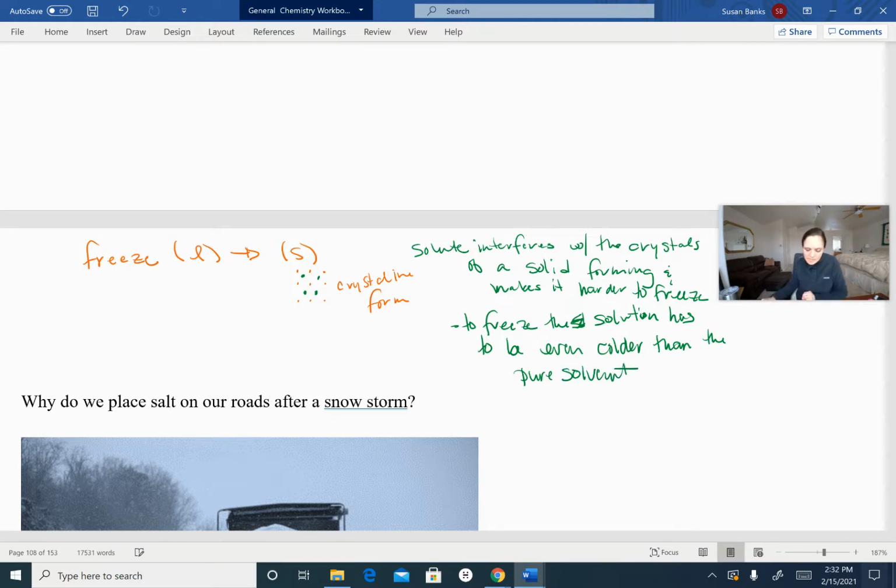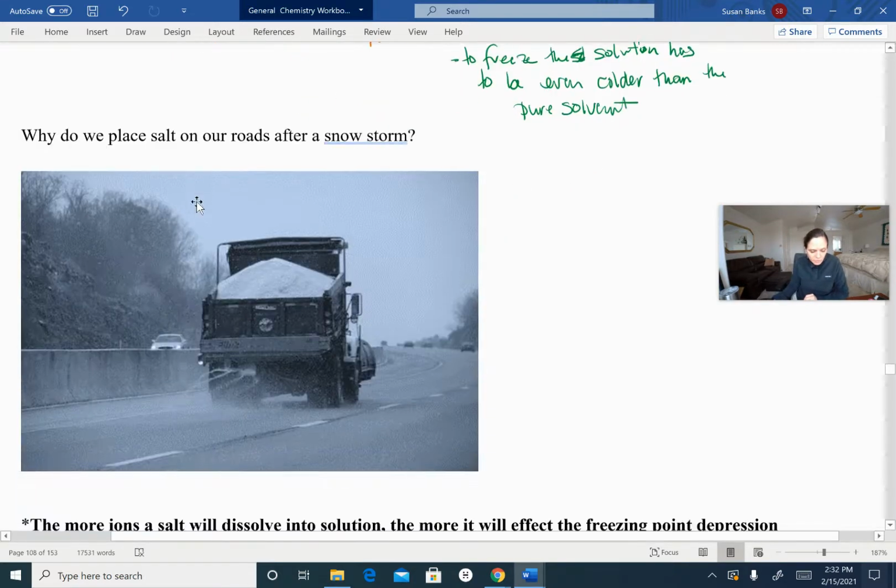Okay, so let's think about this. Why then do we put salt on our roads after a snowstorm? Think about it. Is that salt going to interfere with the freezing of the snow and the ice on the roads? Yeah, it will interfere with that freezing. And because it interferes with that freezing, the freezing point of the snow and the ice on our roads becomes depressed, and it keeps that snow and that ice in the liquid state instead of freezing. It's a lot easier to drive on water than it is to drive on ice.